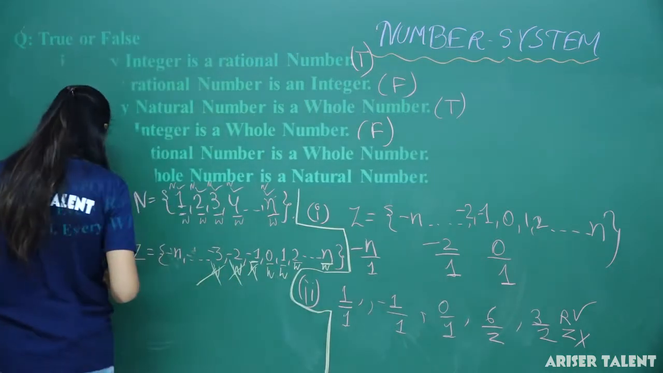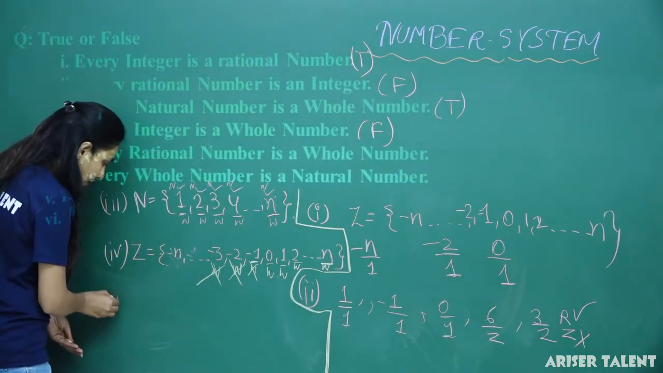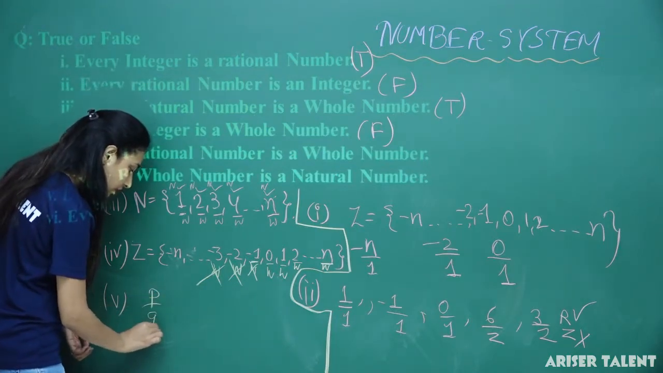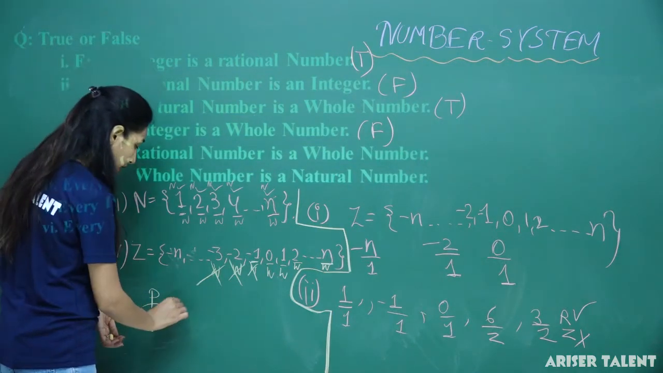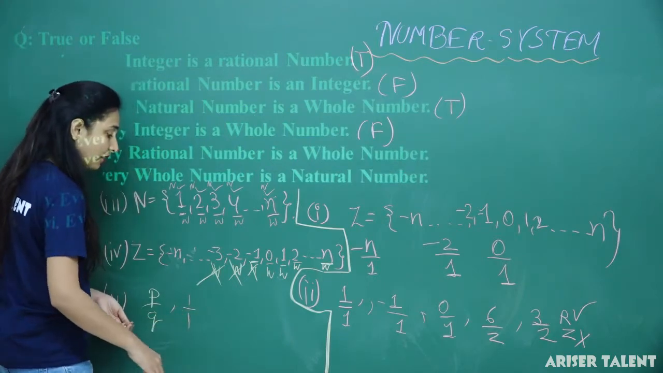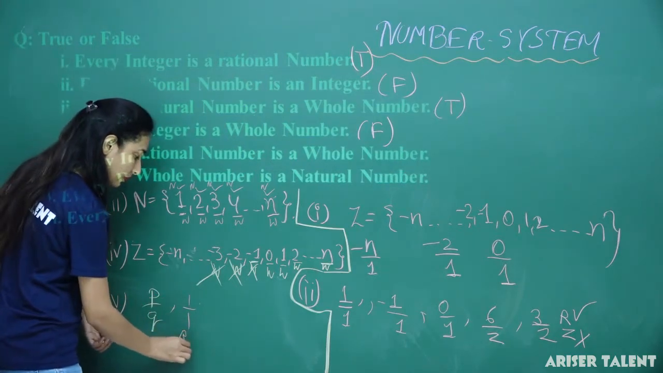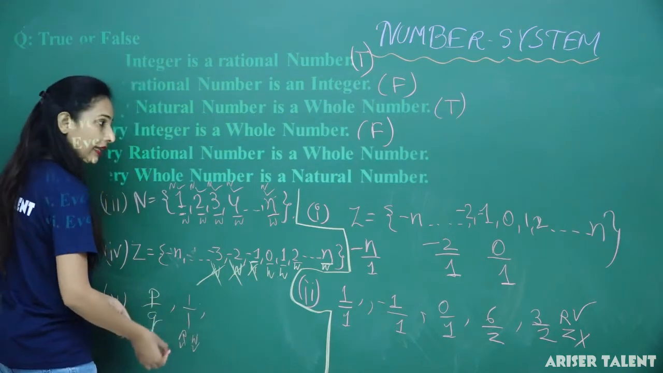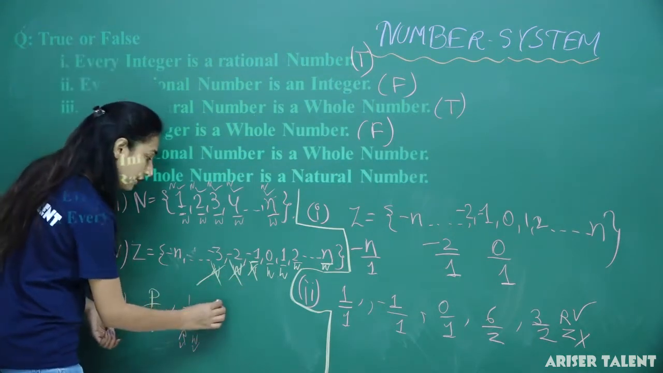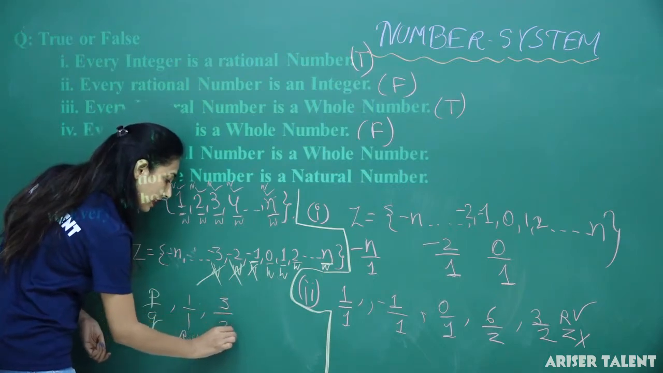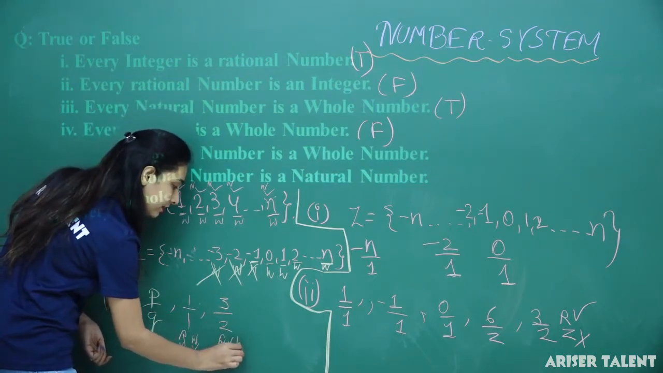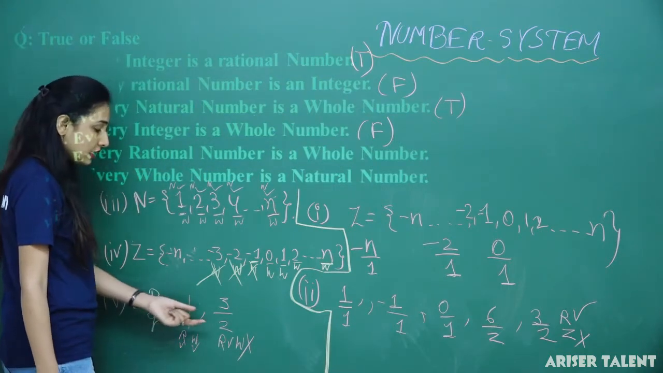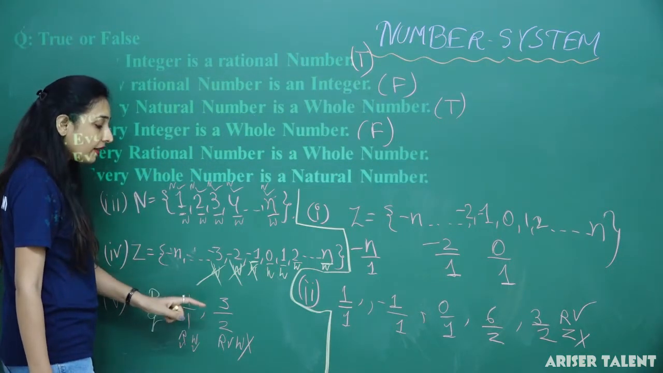So what will we do? What are rational numbers? Rational numbers are simply in the form of p by q. So if I talk about 1 by 1, this is a rational number, right? And this is a whole number, right? 3 by 2 is a rational number, right? Is it a whole number? No. 3 by 2 is nothing like a whole number, but 3 by 2 is a rational number.